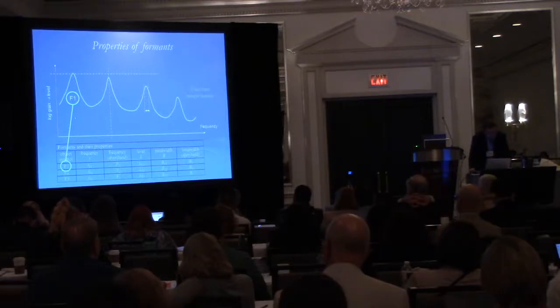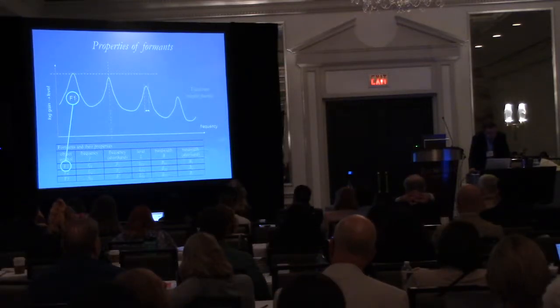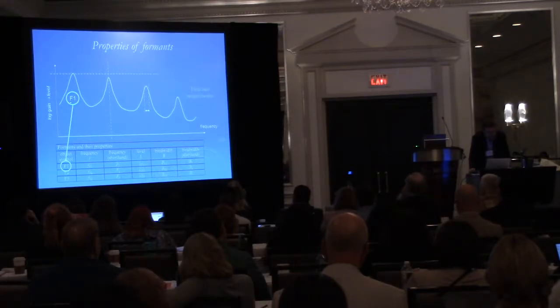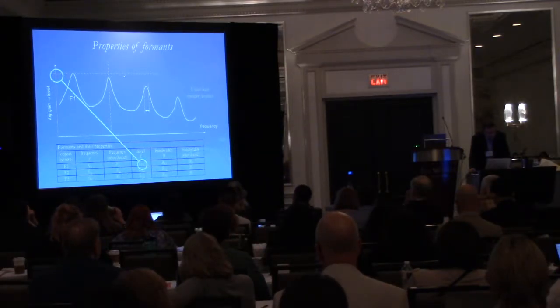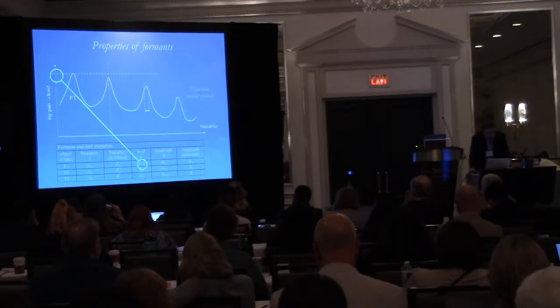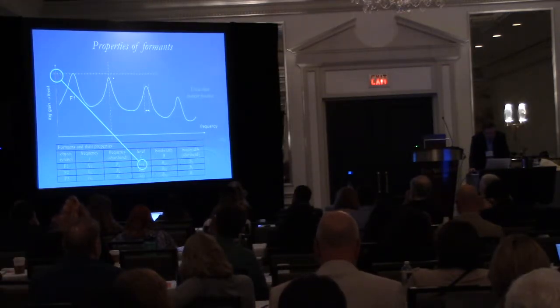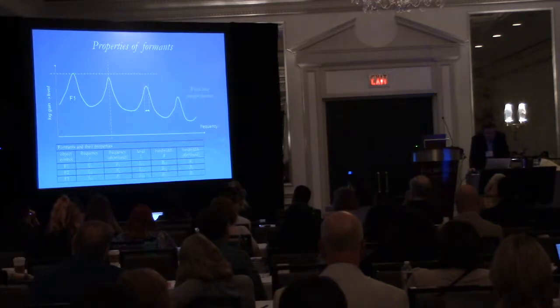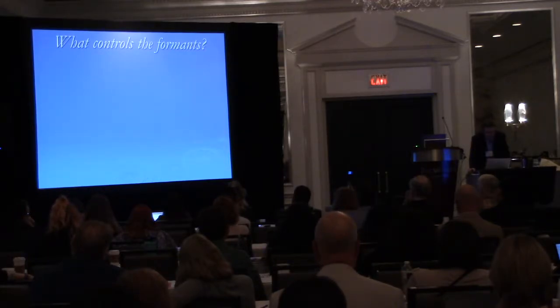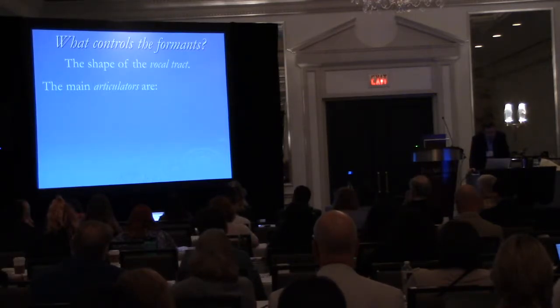And so we will get flatter formants if we have a breathy voice, for example. Okay, so the peak itself is called a formant and has the symbol capital F. Its frequency is the position on the horizontal axis, its level is the height on the vertical axis, its bandwidth is how wide it is, and that's pretty much the properties of formants. So what controls these formants? The shape of the vocal tract.